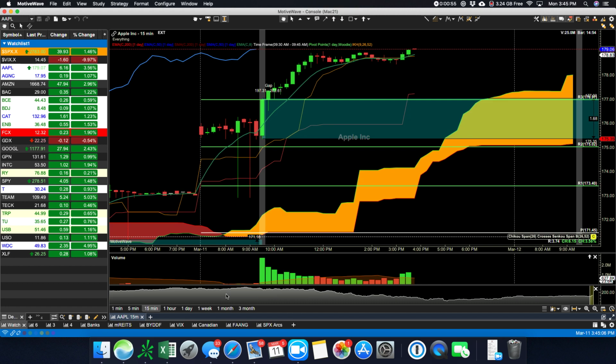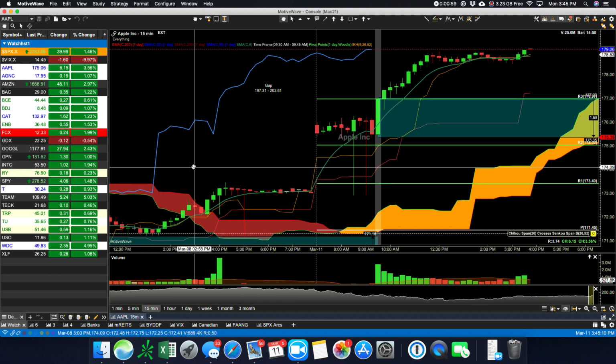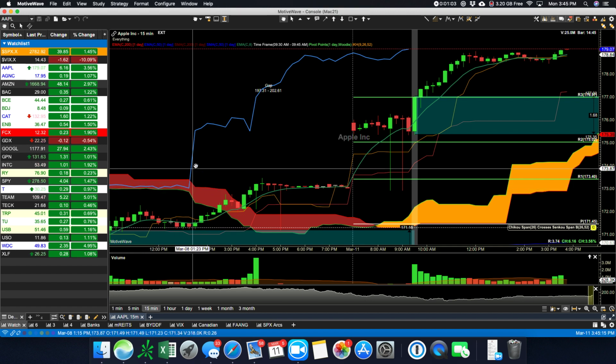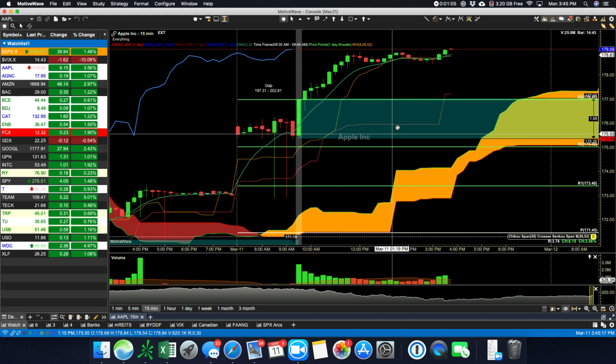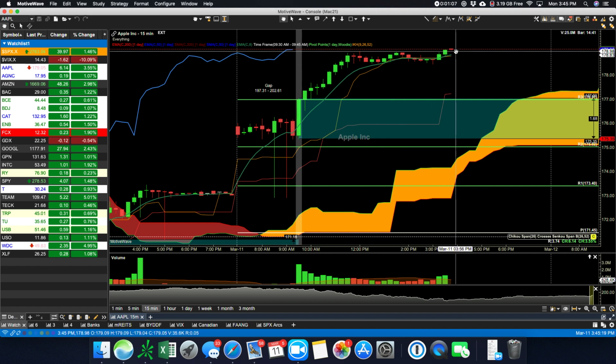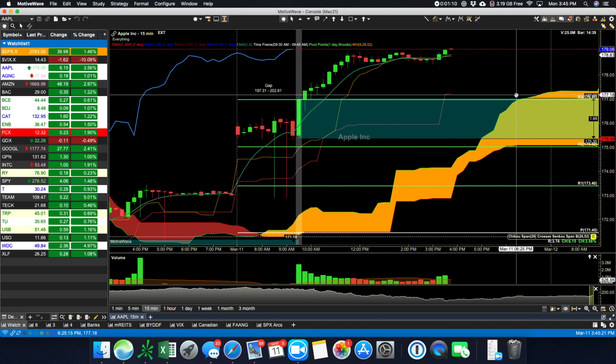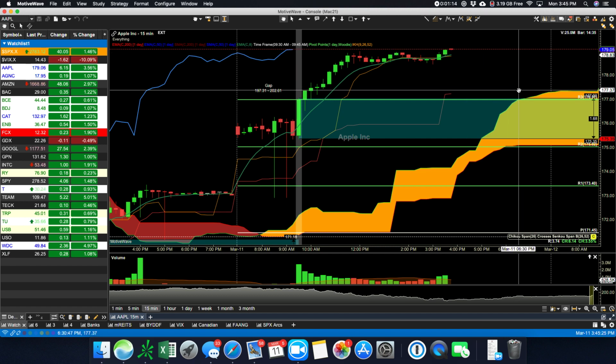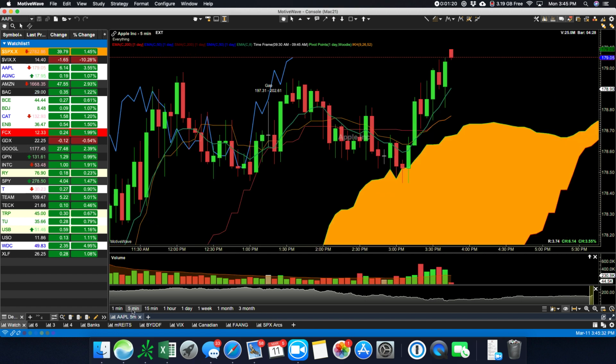The 15 minute is showing the Chikou span getting 15 minute support way back here on March the 8th and then taking off. And the 15 minute tells you that support is going to come around 177 if there's any kind of a drastic pullback. Again, I think Apple is setting us up right now for swing trading.